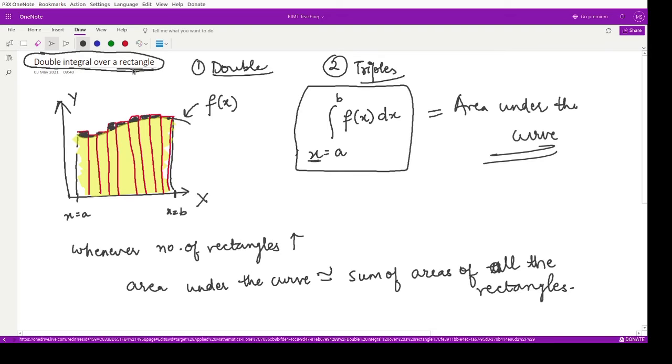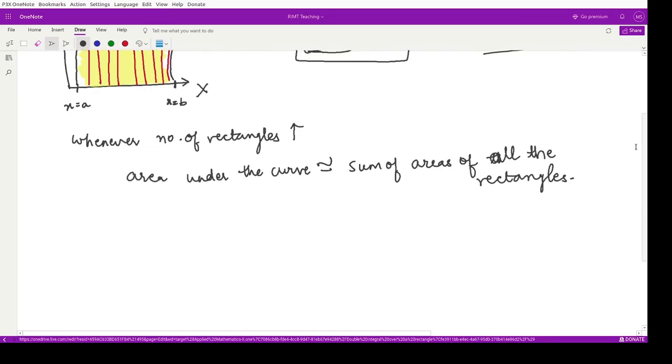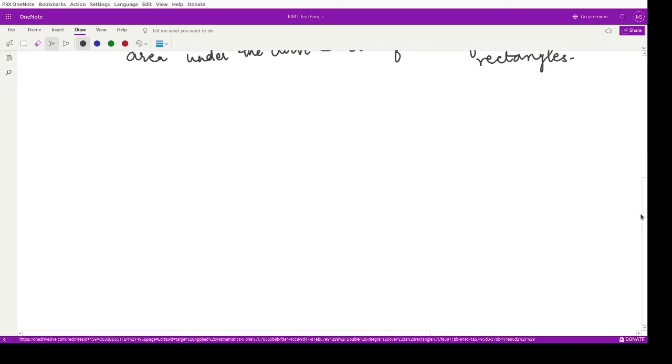So here in the case of one variable, one integral, right, your limits are only defined on one particular axis. In double integral, your limits would be defined on two axes. So you will be talking about some region. In this case, your region is a rectangle. So in this case, what would be the integration?